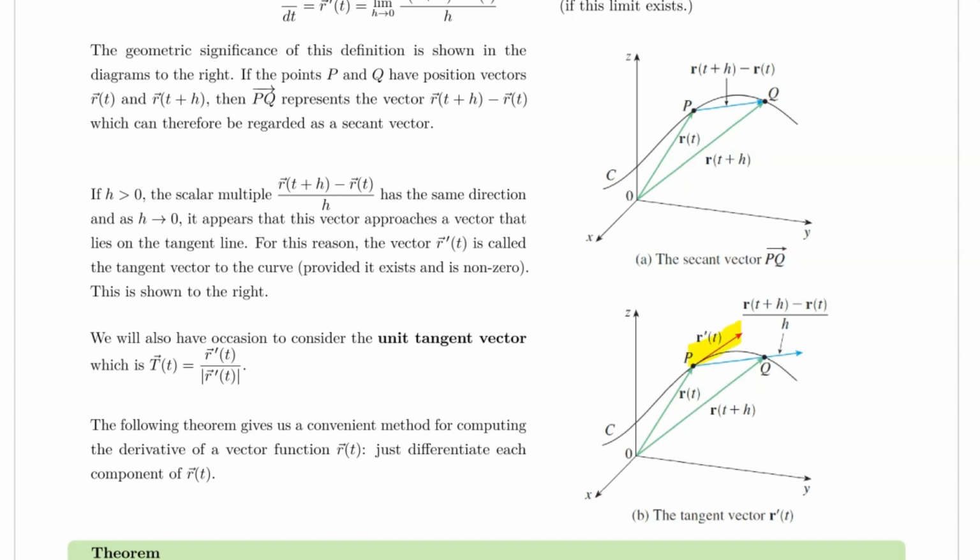So here is what we are referring to. This vector here we can call the tangent vector. We will also have occasion to consider the unit tangent vector, which is given by capital T, which is equal to the tangent vector divided by the magnitude of the tangent vector, which is how we calculate a unit vector in general. The following theorem gives us a convenient method for computing the derivative of a vector function r of t. We just differentiate each component of r of t.